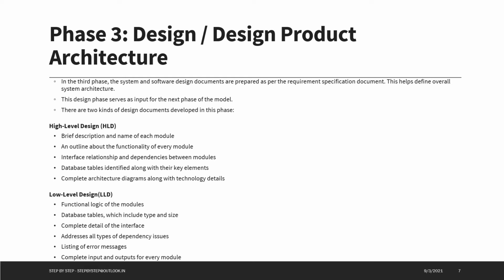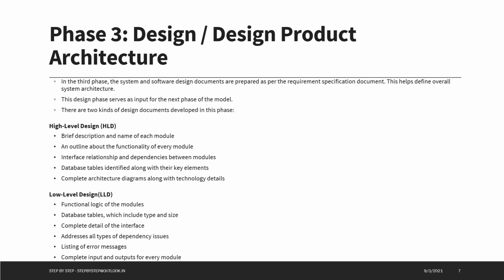Then the third phase will be the design, or design product architecture. So once the above two steps are completed, we need to go for designing the architecture of the system. The design phase serves as an input for the next phase of the model. There are two kinds of design documents developed in this stage. Mostly there will be two kinds of design documents developed. One will be the high level design document and the second will be the low level design document.